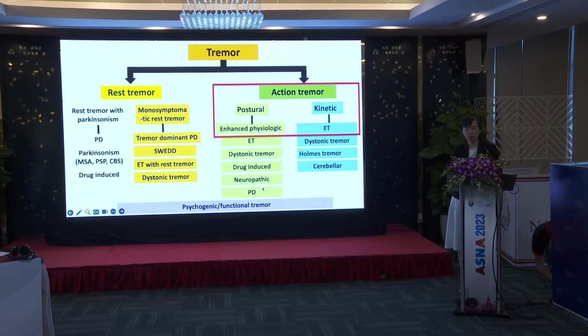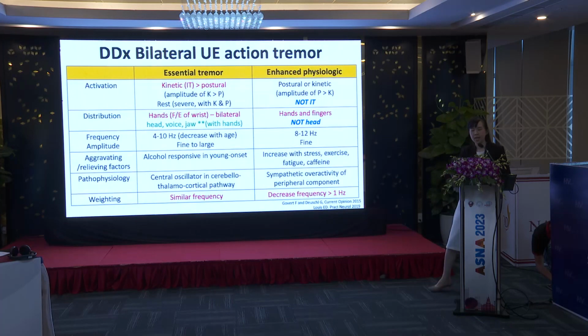tremor, or neuropathic tremor. In this case, the lady has mainly action tremor, so the patient could be enhanced physiologic tremor or ET. And how to differentiate between essential tremor and enhanced physiologic tremor? Tremor in both syndromes is usually present during actions, but in essential tremor, it usually presents at the kinetic with intentional component rather than postural. While enhanced physiologic tremor can be either postural or kinetic, but not intentional component. The distribution would be at both hands bilaterally, but could be more distal in enhanced physiologic tremor.